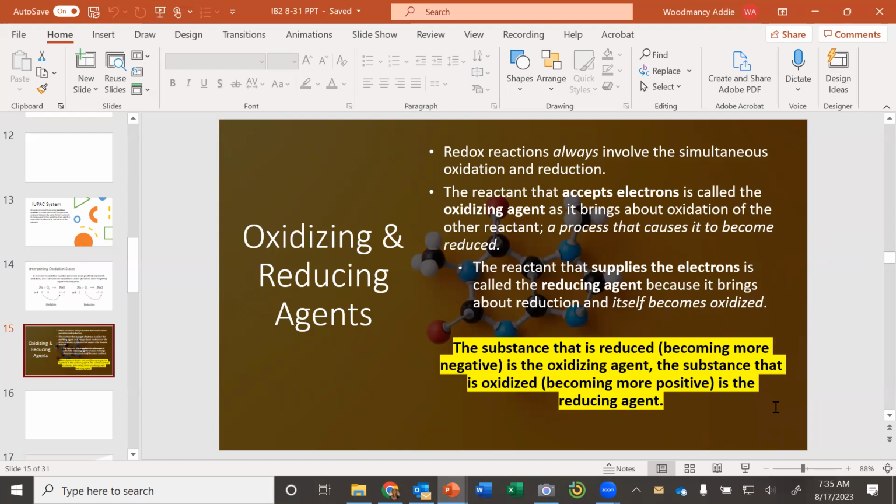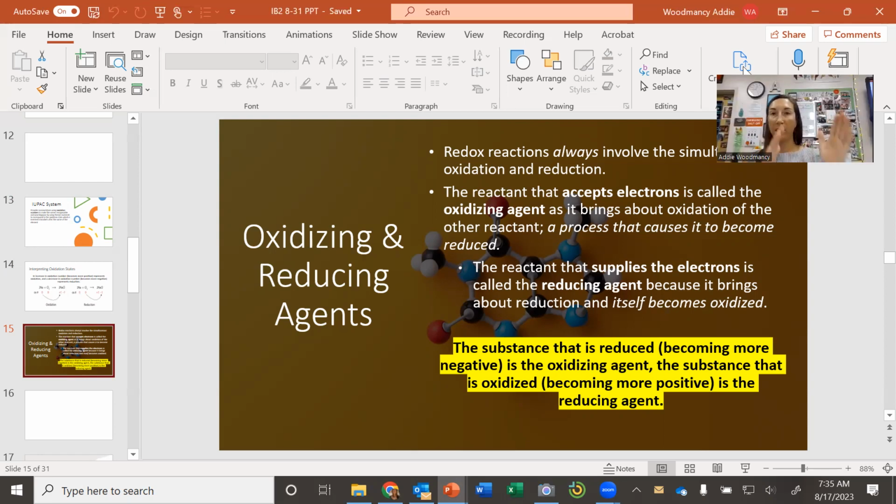The substance that's getting reduced or becoming more negative on the product side is called the oxidizing agent. So if it's undergoing reduction, that thing is the oxidizing agent. The substance that's being oxidized or becomes more positive is the reducing agent. So the thing that's becoming more positive on the product side is undergoing oxidation, which means that that thing is the reducing agent. So let's take a look at a couple of examples.